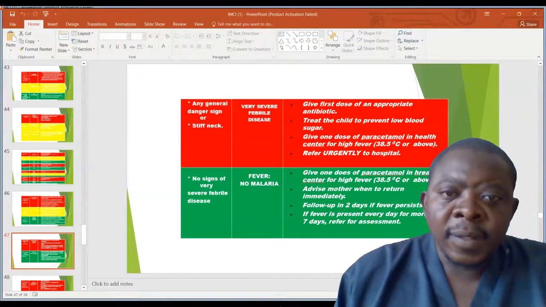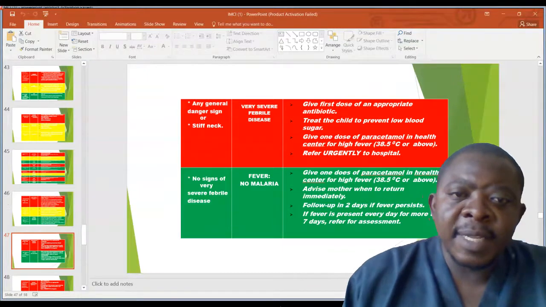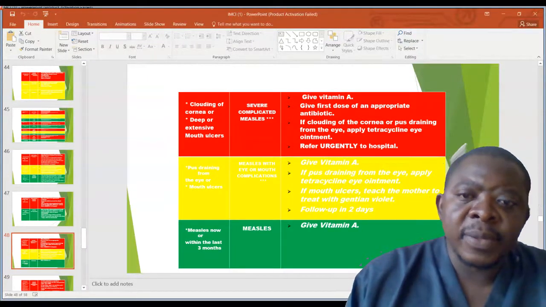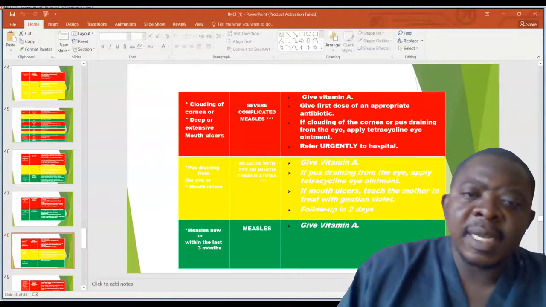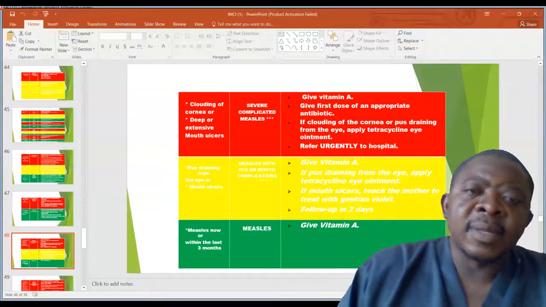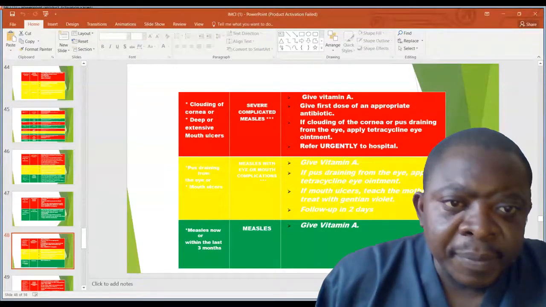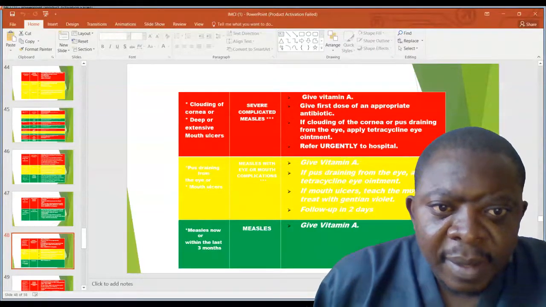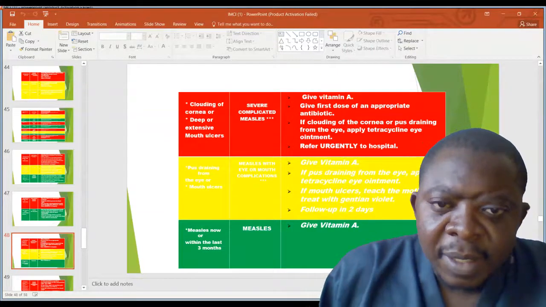Okay, then fever, malaria, no signs, this we have discussed. Then under measles, this will be your triage coding. Measles now or within the last 3 months, so that is just measles, and give vitamin A to boost the immunity. Then if it is color code yellow, there will be pus draining from the eyes, and there will be some mouth ulcers.